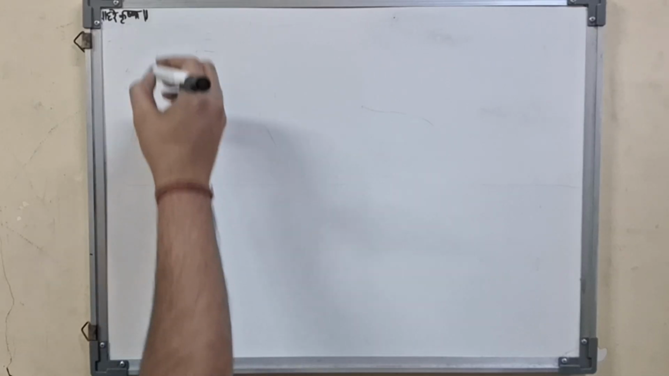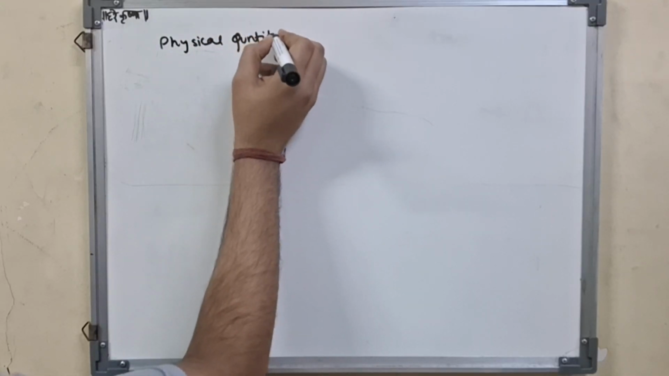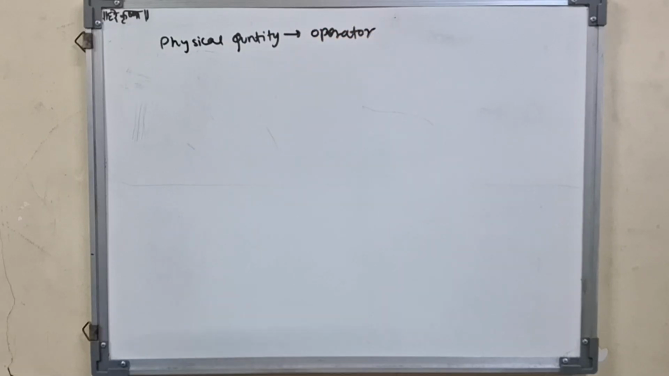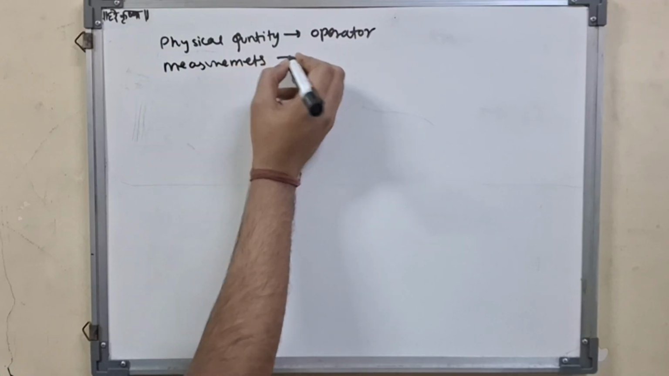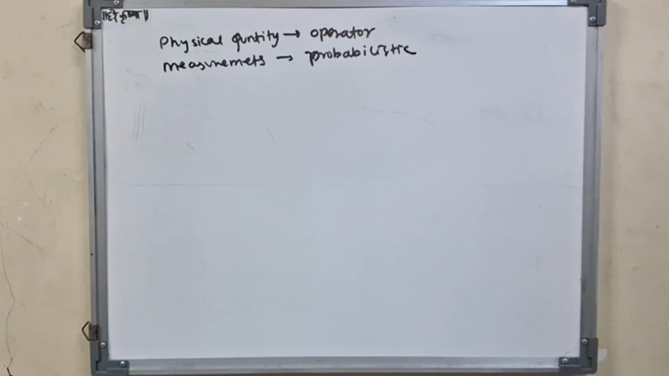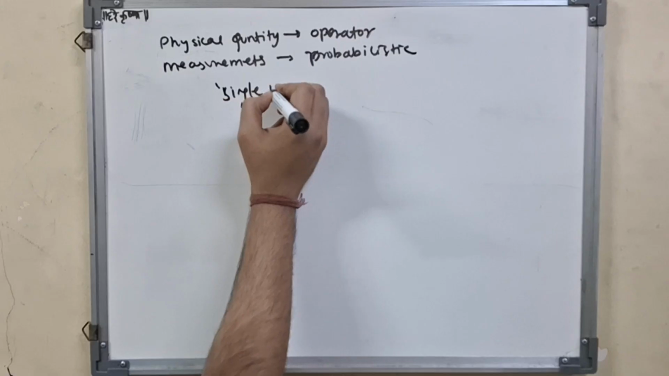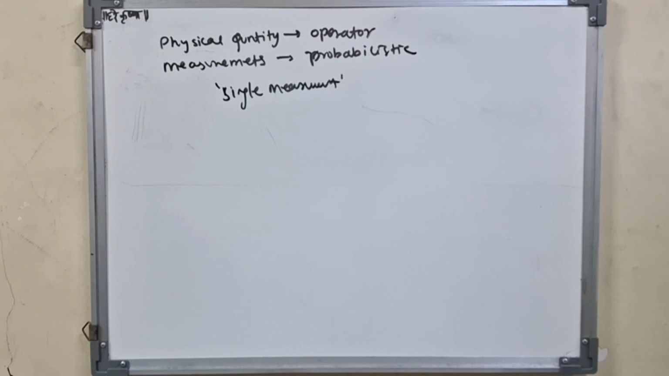So, in quantum mechanics, any physical quantity is referred to or described as an operator. Okay? And the measurements are obviously probabilistic in nature, which means that we cannot predict the exact outcome, or we cannot say that there is one single measurement. The concept like that does not exist in quantum mechanics.